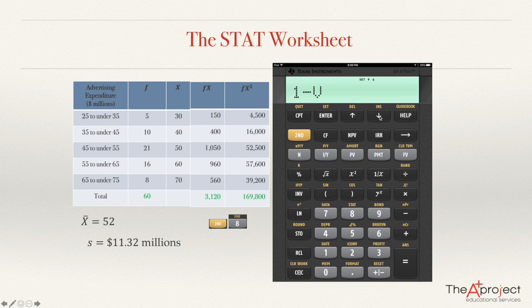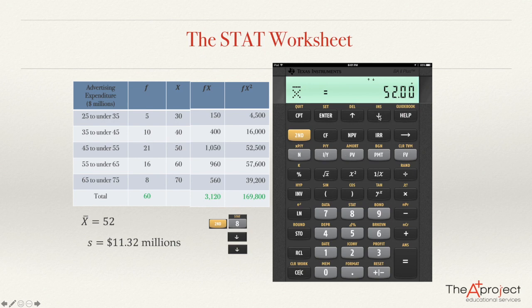So we're scrolling down, and when I do that, I see the first answer. The first answer is the number of elements in the sample, or in the population if you have a population. And actually, n is the sum of the frequency, and the sum of the frequency is exactly 60. So you can get this 60 from the calculator. Then you can scroll down, and the mean is 52. So we computed this by hand before.